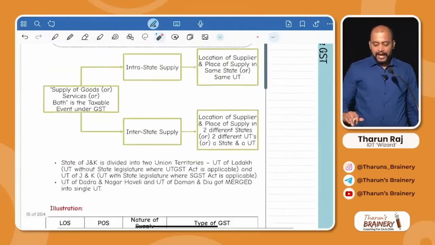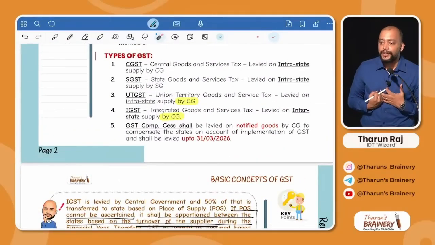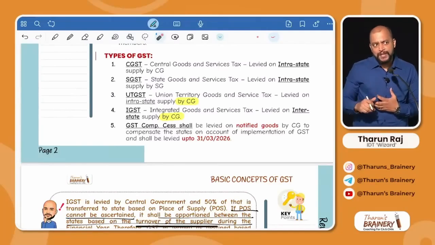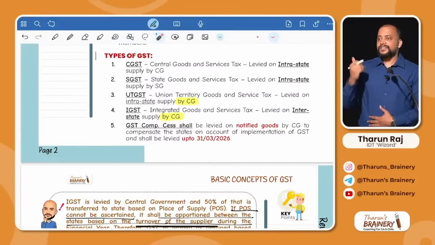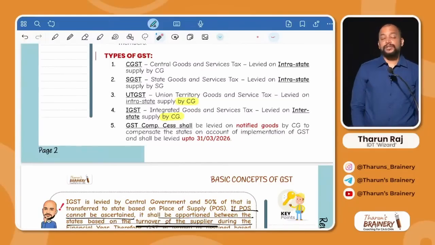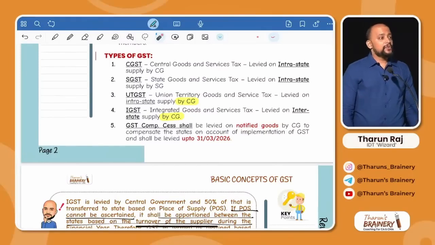Then, whatever compensation cess is collected, what will the central government do? Compensate the states. All states or only some states? Only some states which have suffered the loss. What is the difference between tax and cess? Because in income tax also we have income tax and health and education cess. What is the difference between tax and cess?